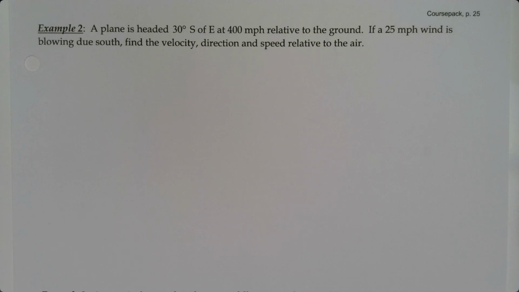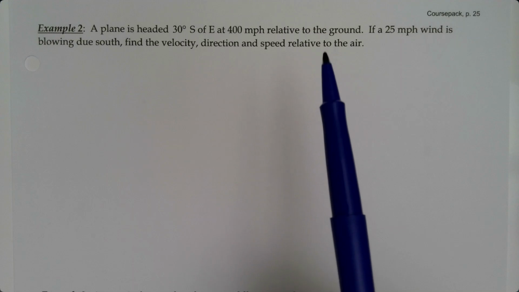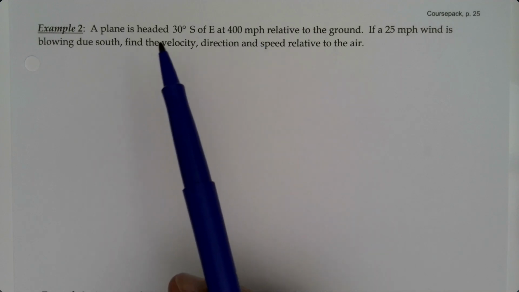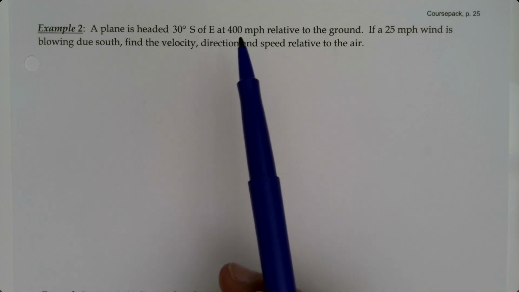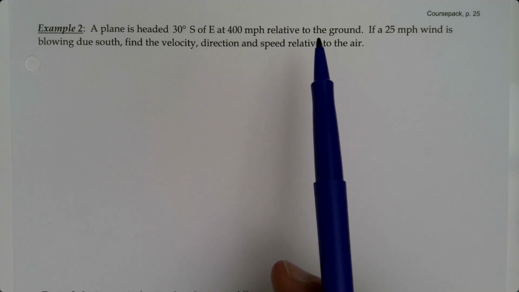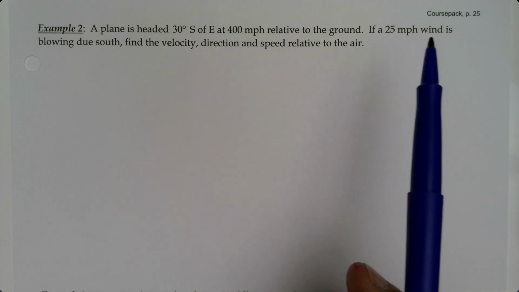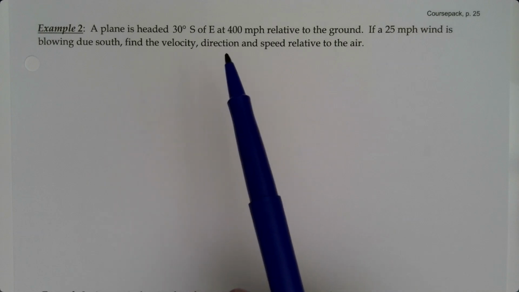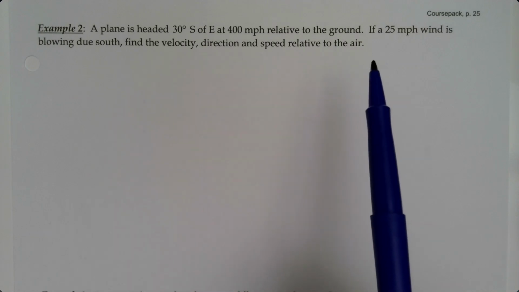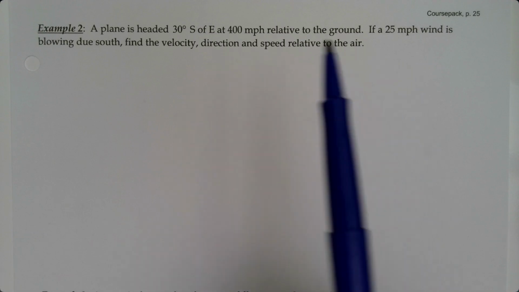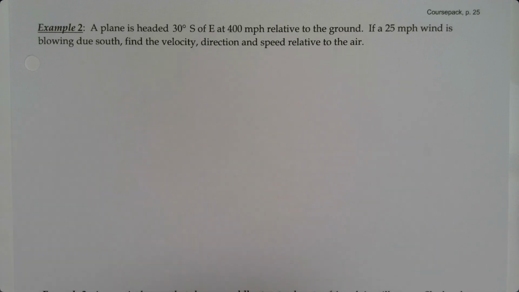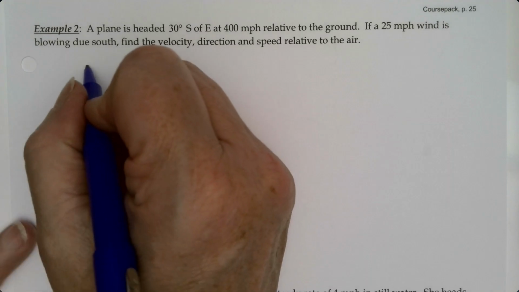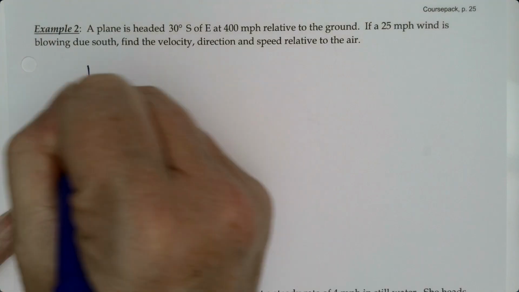At first glance, you might think this problem is a three-dimensional problem because it's talking about an airplane. However, there's actually no lift mentioned in the problem. It says a plane is headed 30 degrees south of east at 400 miles per hour relative to the ground. If a 25 mile per hour wind is blowing due south, find the velocity, direction, and speed relative to the air. So it's not talking about ascent and descent. So this is actually a two-dimensional problem, kind of masquerading as a three-dimensional problem.